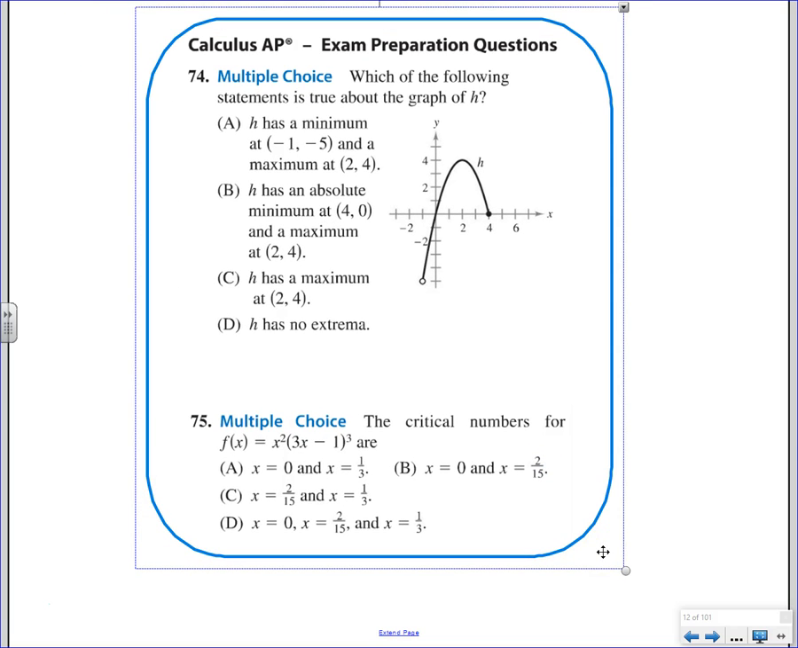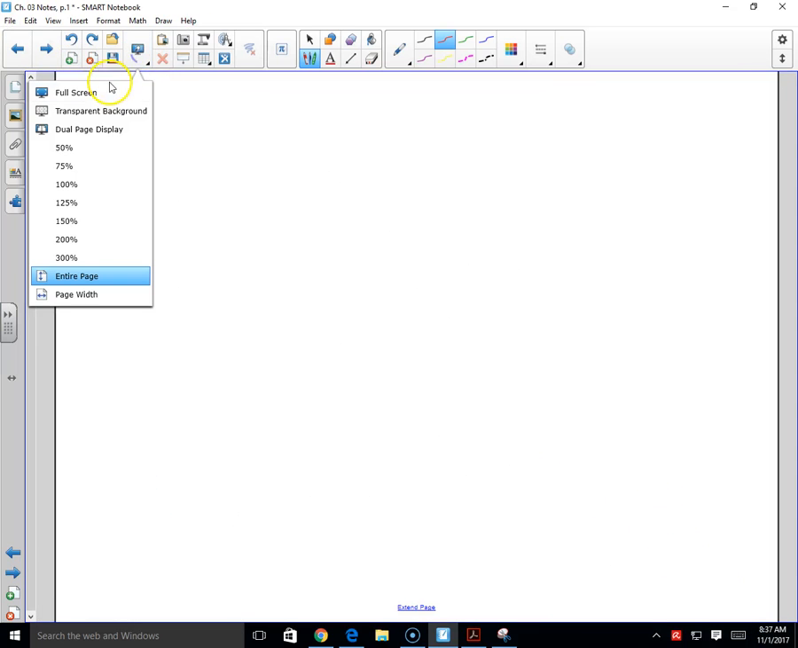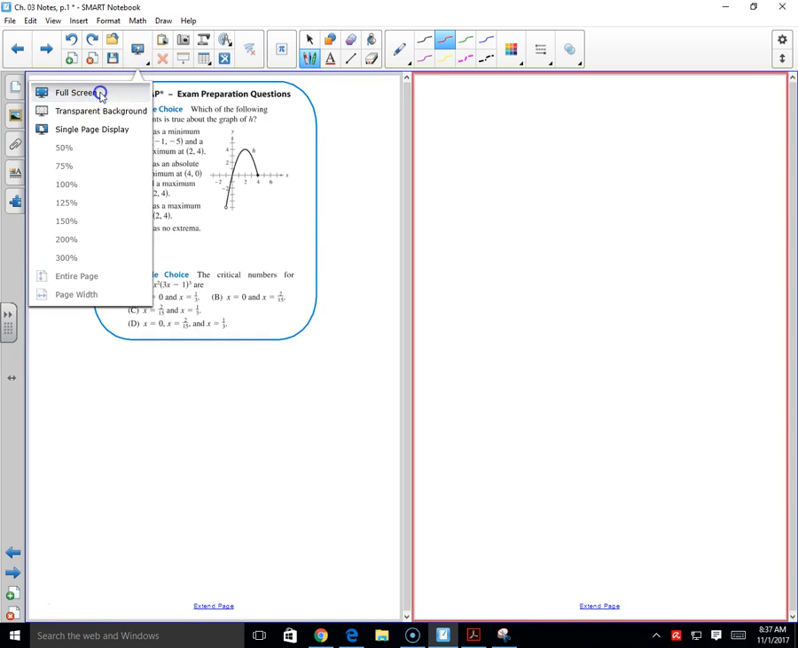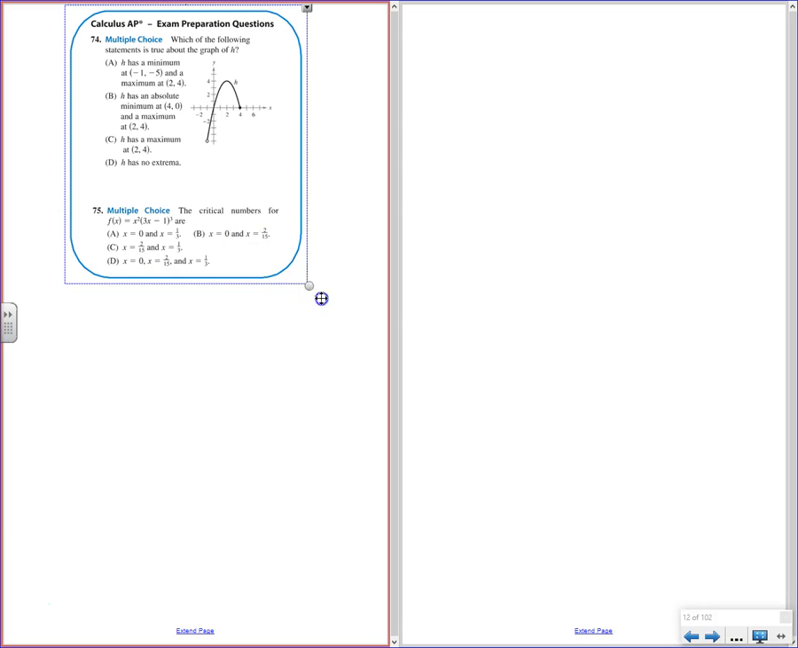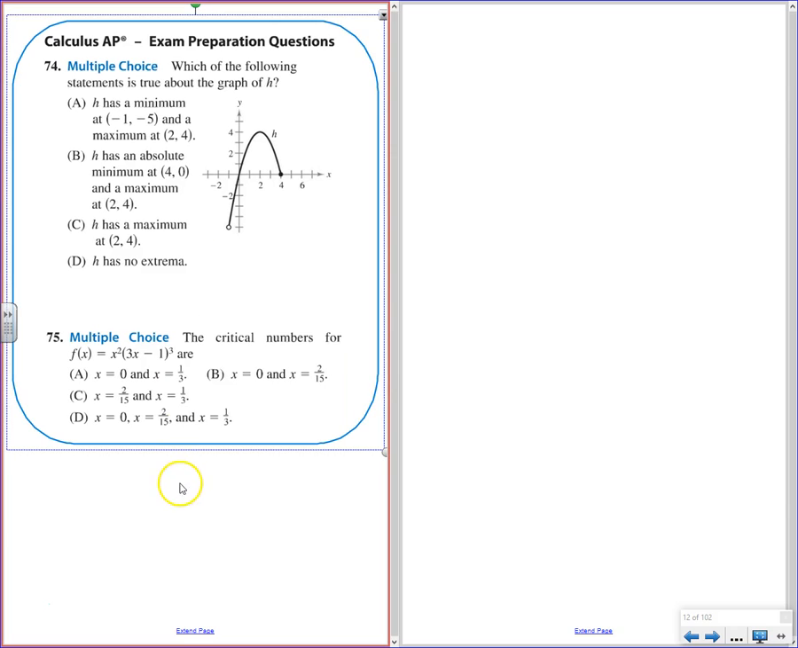Actually, let me do this. This will probably be a little easier for us to see. There we go. Okay, what'd you guys do for 74? Find the true. Now careful, sometimes they say find the false. You have to be really careful, but find the true.